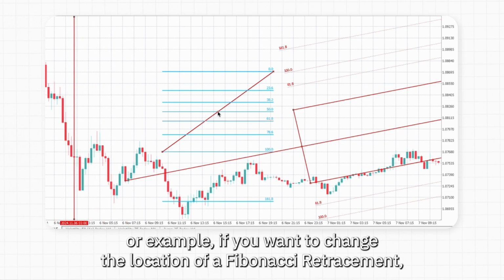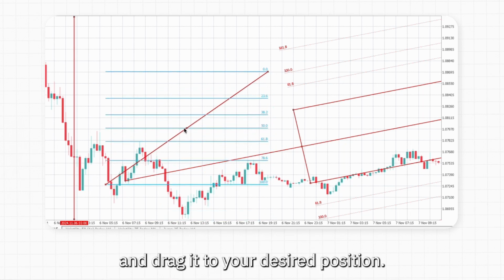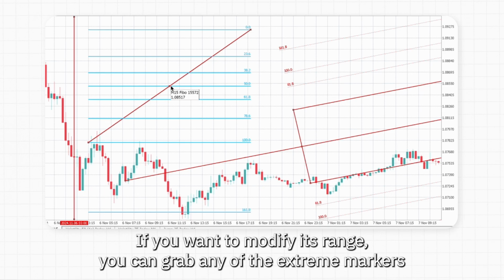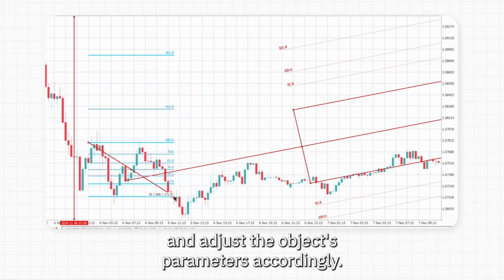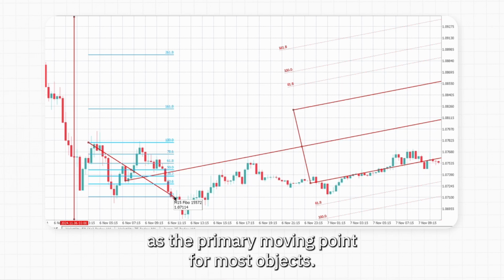For example, if you want to change the location of a Fibonacci retracement, click on its central marker with the left mouse button and drag it to your desired position. If you want to modify its range, you can grab any of the extreme markers and adjust the object's parameters accordingly. The central point usually serves as the primary moving point for most objects.